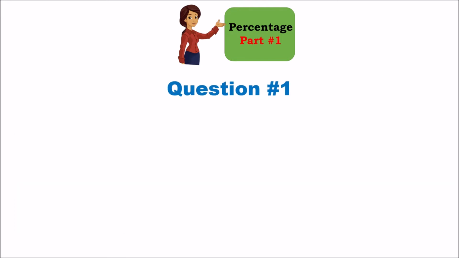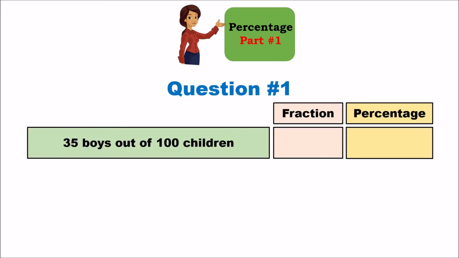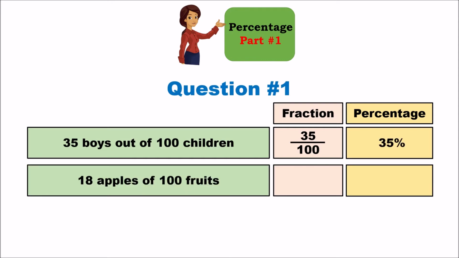Let's do a few problems. Question number 1. We have 35 boys out of 100 children. We need to write this in terms of a fraction and then in terms of a percentage. So 35 boys out of 100 is 35 upon 100, which, because it's out of 100, is 35%. Next, 18 apples out of 100 fruits. So it's 18 upon 100, or we can say 18%.